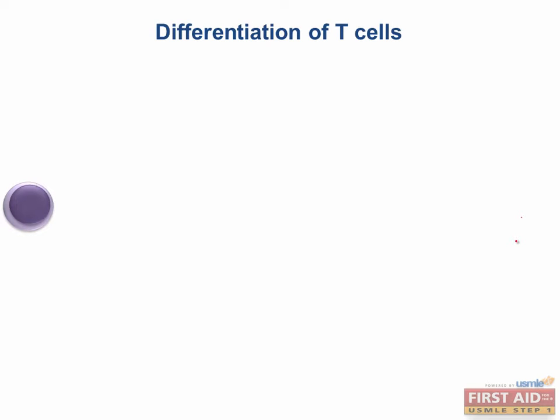Okay? But then they travel to the thymus. There we see the thymus in the... Where is it located again? The anterior mediastinum. Travel to the thymus. And at this point, they are undifferentiated.